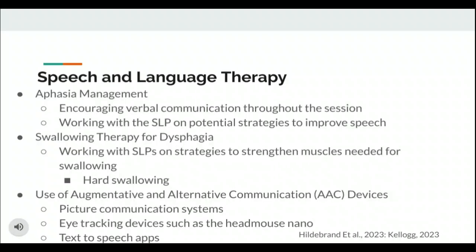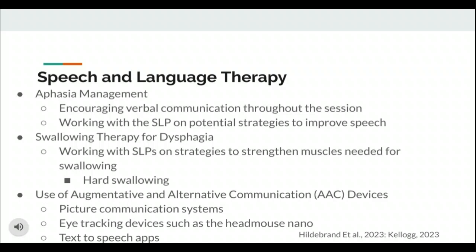Speech and language therapy are also going to be important aspects that you need to treat as an OT. One of the important factors is aphasia management. You want to encourage the client to give verbal feedback throughout the entire session, even if they aren't giving things that might be understandable. You want to have them do some type of verbal communication with you, so they can hopefully get that ability to talk as high as they possibly can. You also want to work with the SLP on potential strategies to improve their speech. This is going to be a case by case basis. Not everybody's going to be the same.